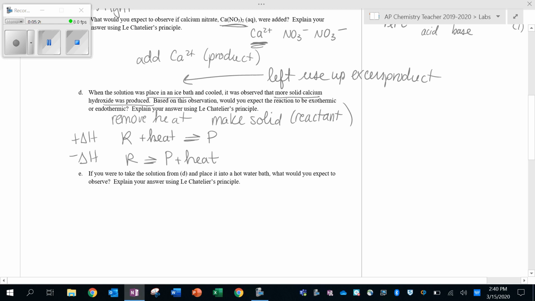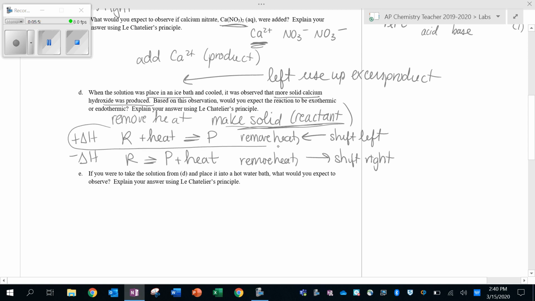In the first scenario, endothermic, if we remove heat, then the reaction is going to shift to the left to produce some more of that heat that we just took away. If it's exothermic and we remove heat, it is going to shift right, again, in order to replace some of that heat that we removed. What we saw is that when we removed heat, it made reactant. Therefore, it looks like this reaction is endothermic.